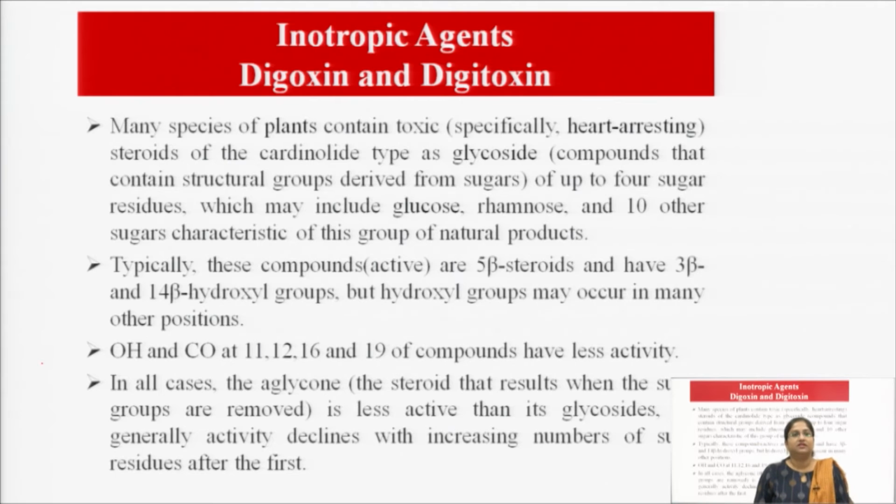So, from the first point we know that digoxin and digitoxin are generally cardiac glycosides, which we are extracting from plants. Sometimes they are also called toxins, specifically heart arresting toxins, steroids of the cardenolide type as glycosides. If digoxin and digitoxin are not used correctly, they can also lead to other problems in the heart.